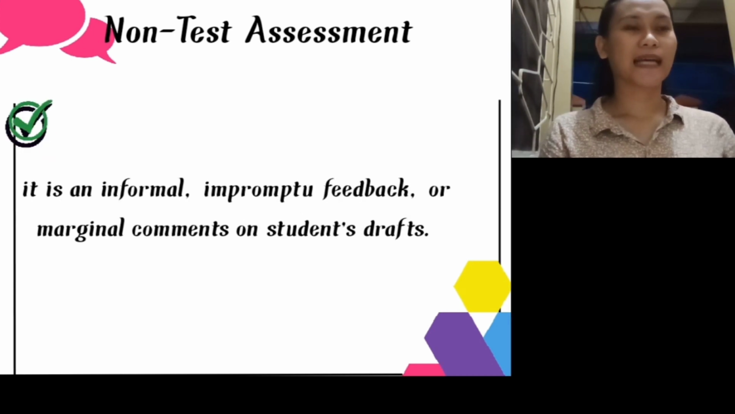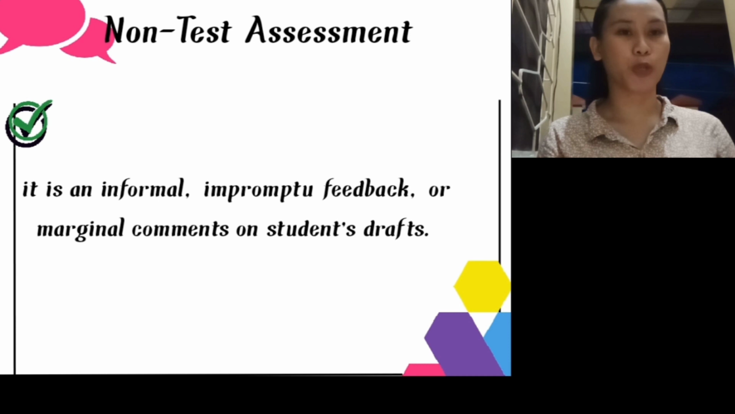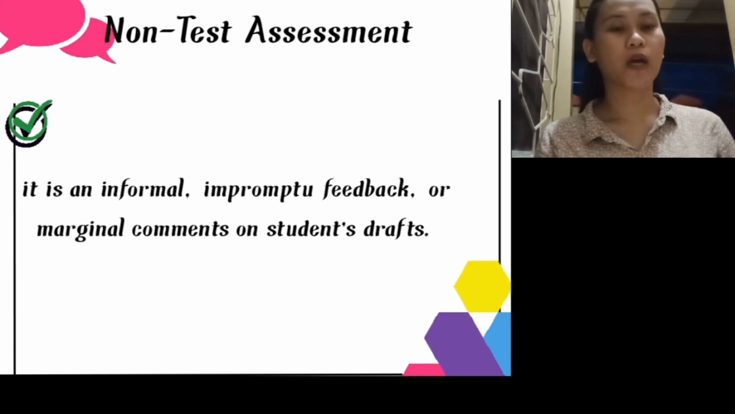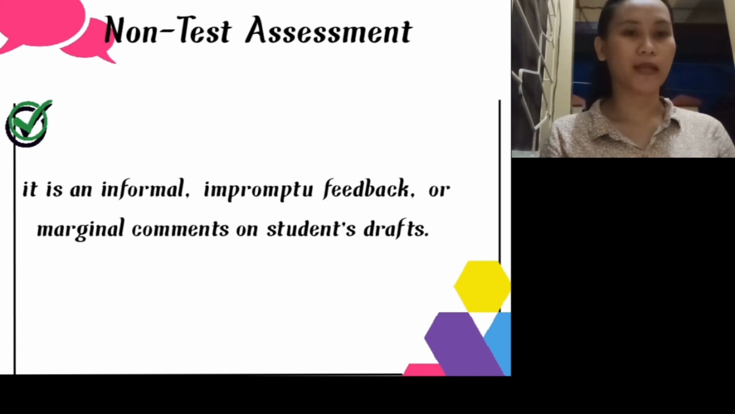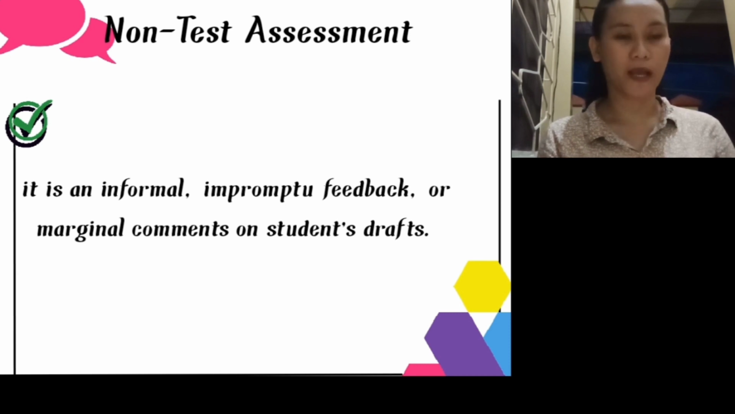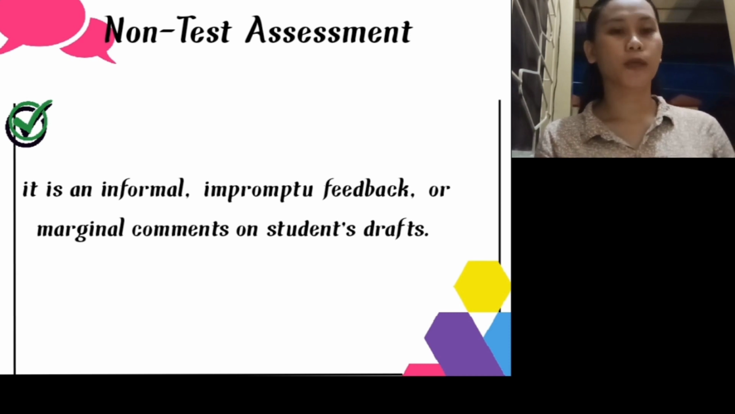Additionally, non-test assessment is an informal, impromptu feedback or marginal comments on students' drafts. This assessment allows teachers to give specific comments and suggestions for students' work, helping them to improve their understanding and skills. It also enables students to become aware of their strengths and areas for improvement.